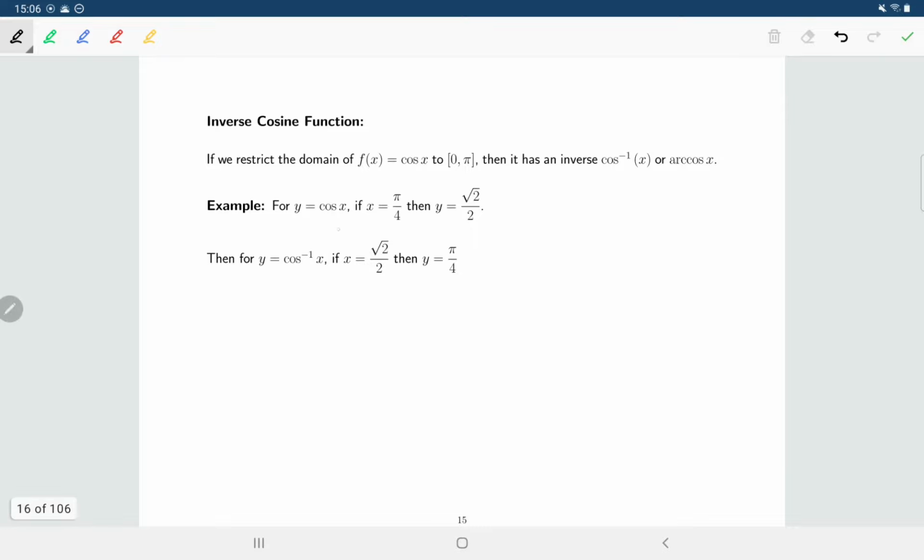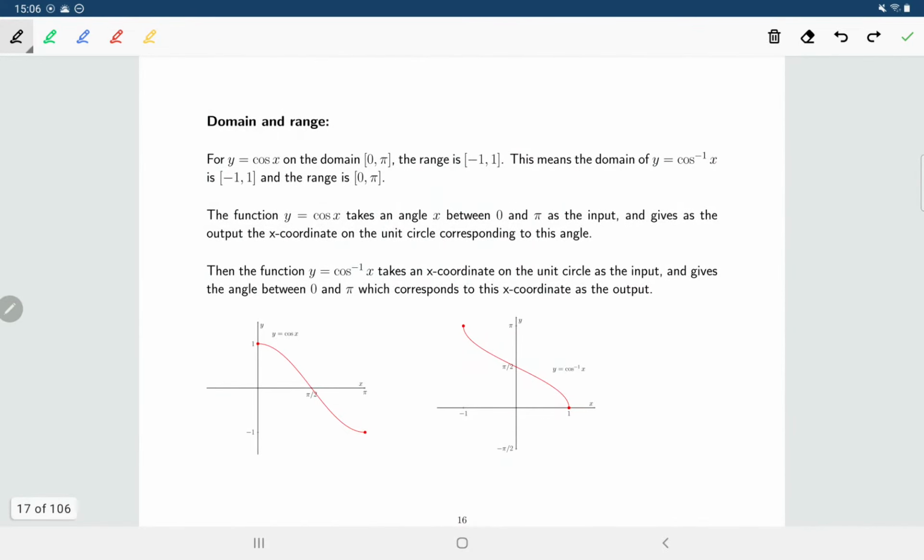You know that cosine of pi over 4 is root 2 over 2, so that means cos inverse of root 2 over 2 should be pi over 4. Notation is similar. Cosine inverse, you could write it as cosine with a little -1 of x. That's inverse cosine. You could also call it arc cosine, and that also means exactly the same thing. And a lot of the details here are also the same.